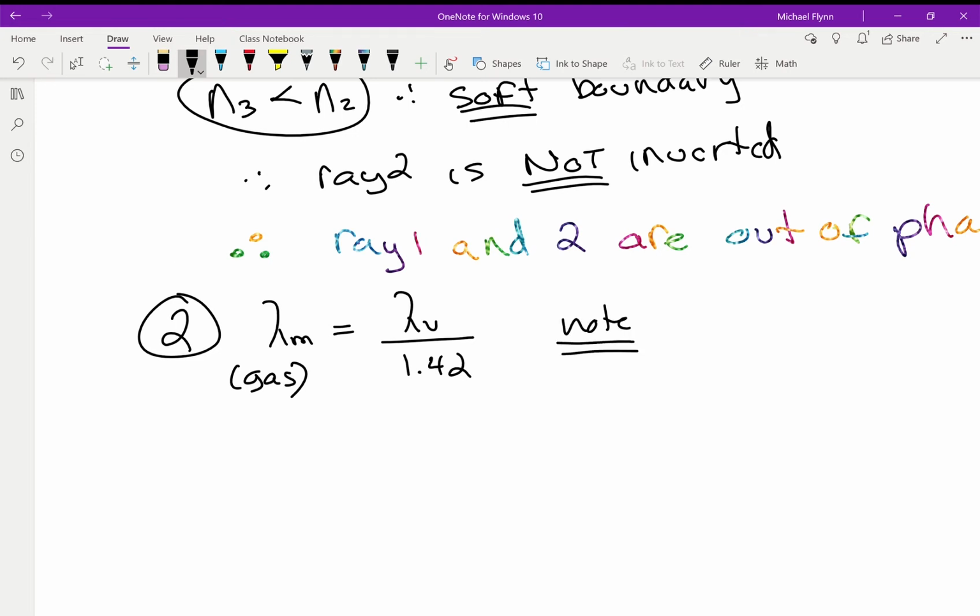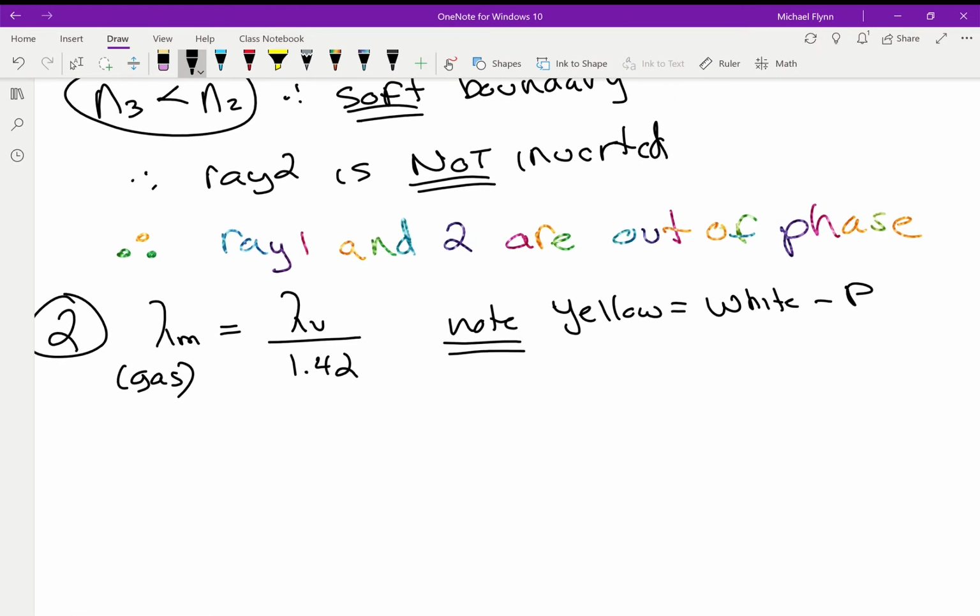Because it's a yellow band, yellow is red and green light. So yellow, we already know that yellow is equal to white minus blue. And so for blue, we're going to use 300 nanometers. That's violet, but we're going to say it's blue and violet very close to the same wavelength.